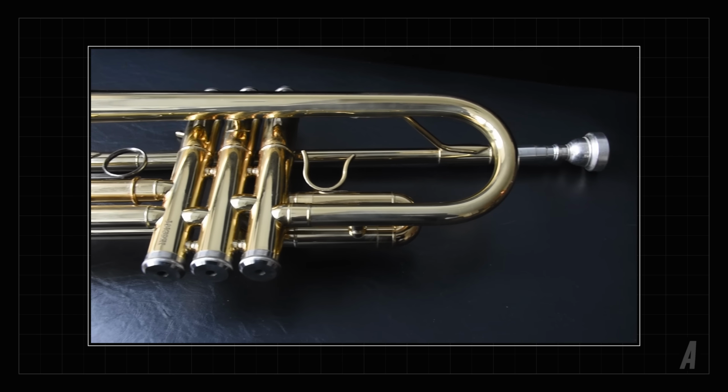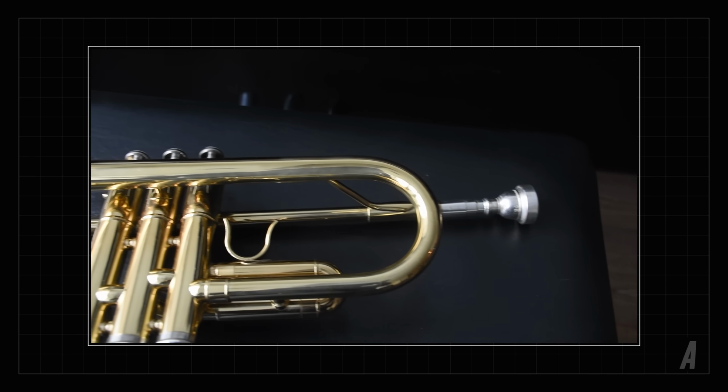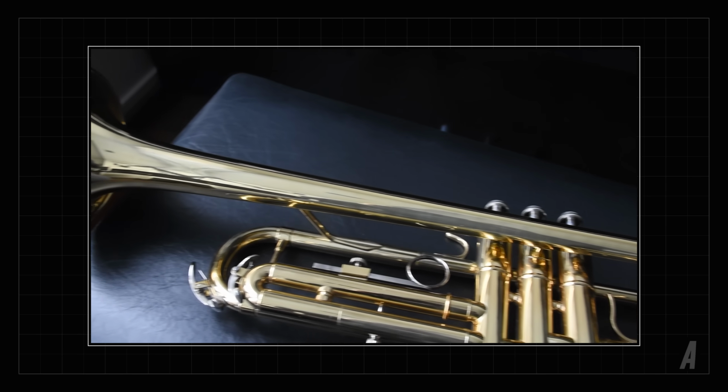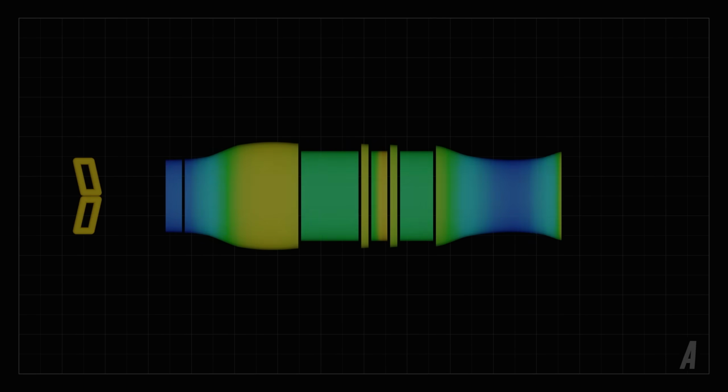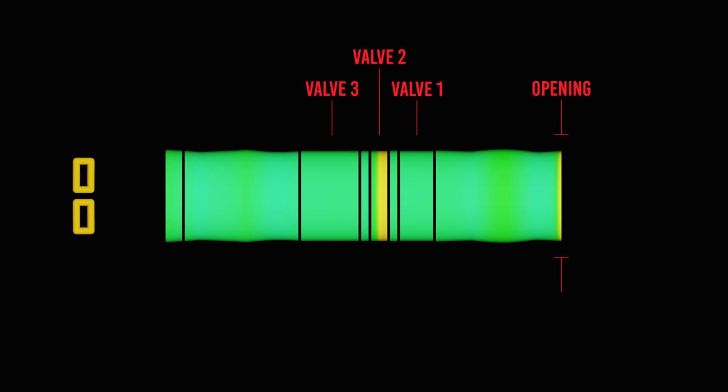Once the air exits the number 1 casing, it's allowed to flow into the final piece of tubing, which leads to the trumpet bell, and eventually the sound waves propagate into the atmosphere. We can model this in the computer as a series of tubes with 3 valves in the middle.